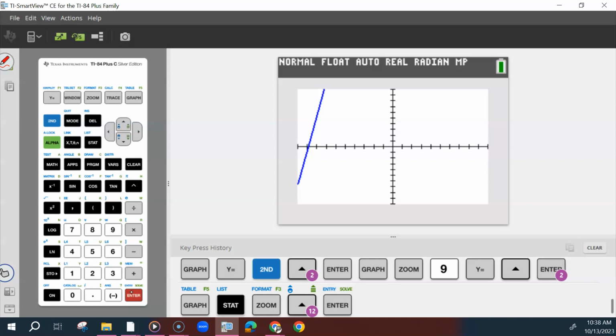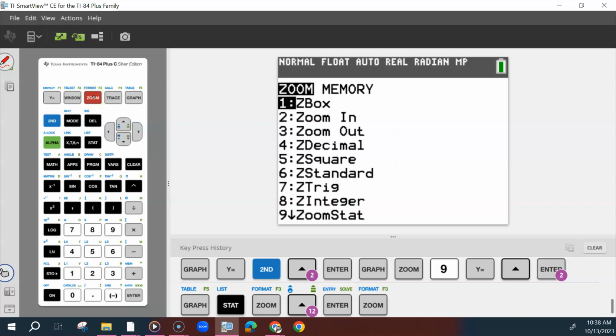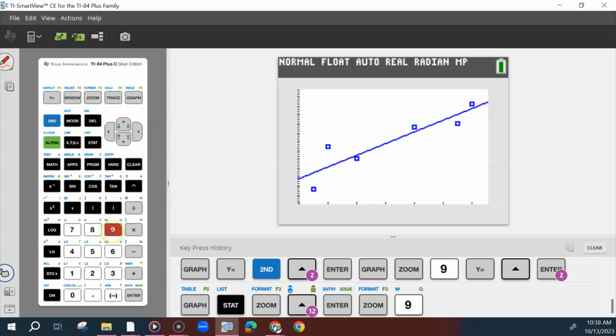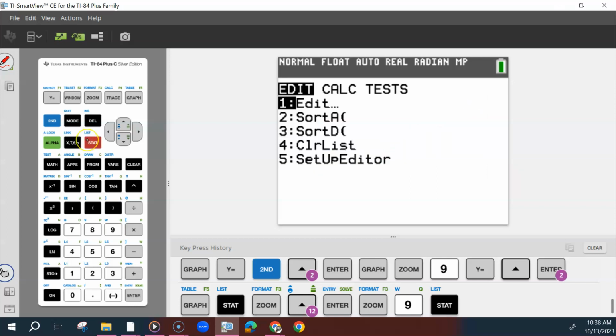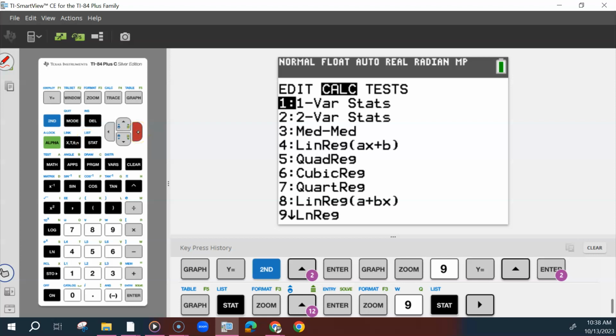But in order to get what I just did, you have to go into Zoom. And we're going to go into Zoom 9, Zoom stat, because we have stat points. And then yours should do that. Yours may be X's or points instead of squares. Same thing. Right? That is an optional step. You do not have to do that part. Moving forward. Right? I am going to go redo something just so we can go back to those numbers.